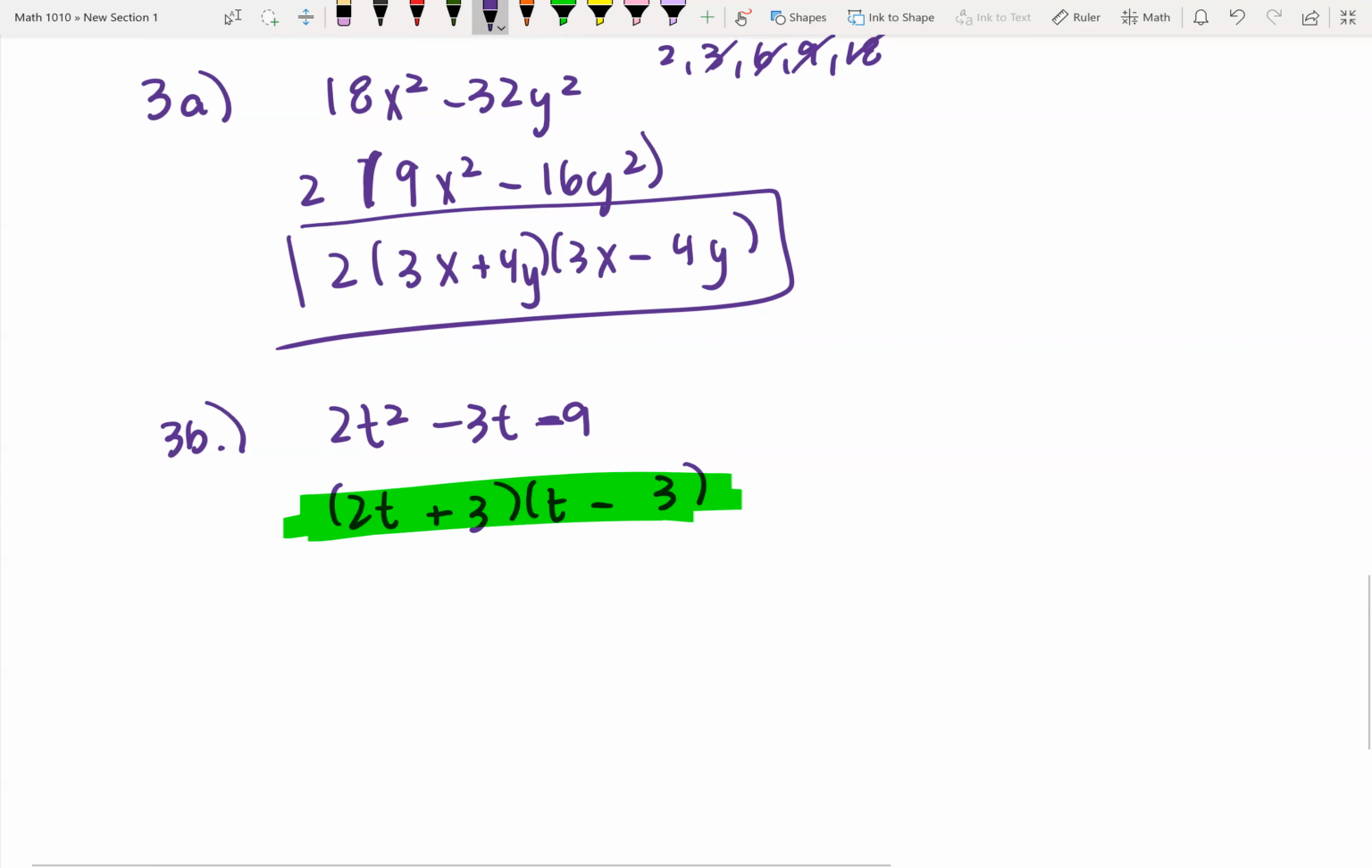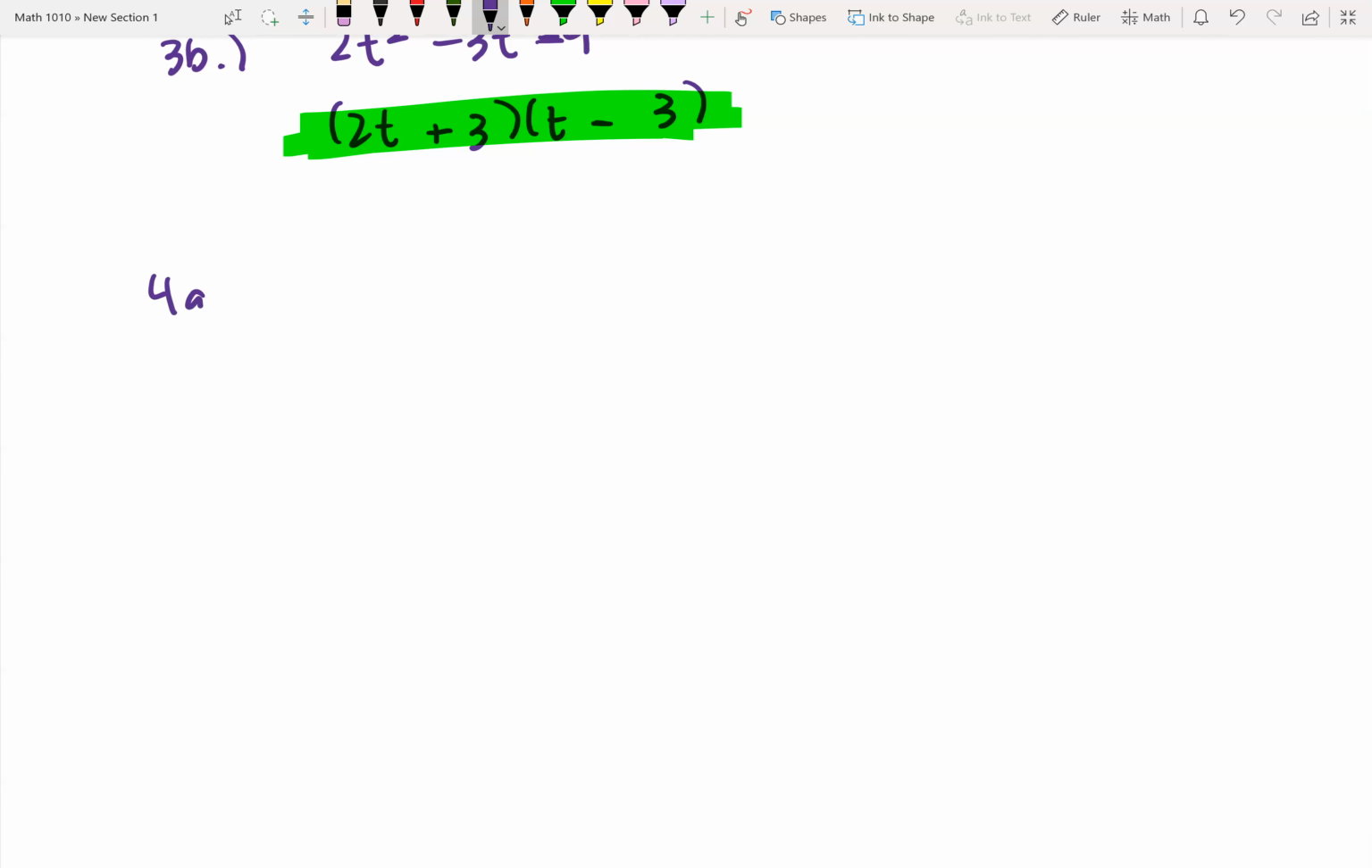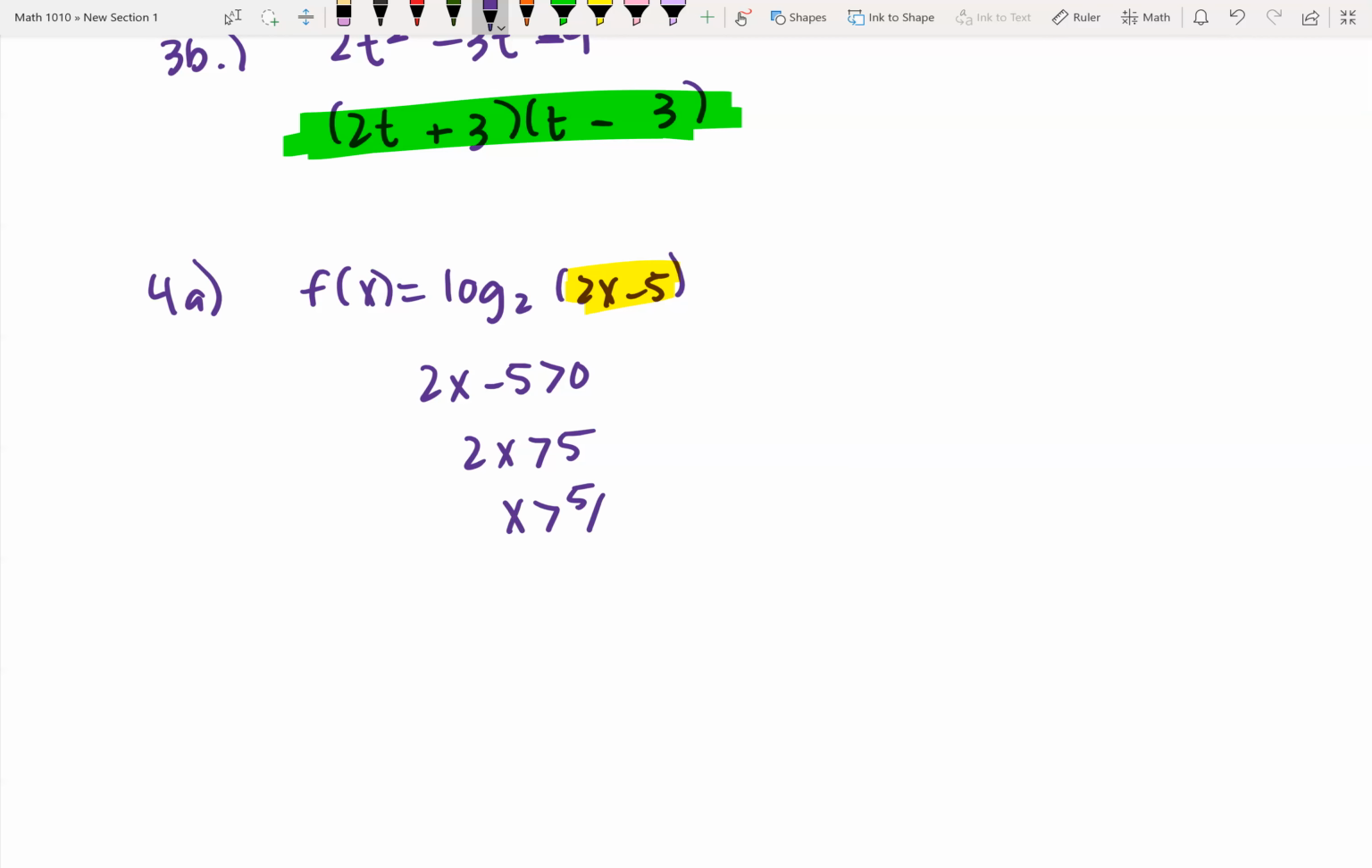Okay? All right, question 4a. Find the domain. So this is an easy problem. If you're confused, it's probably because you've just forgotten how to do it. So remember that you can't take the log of a negative, nor can you take the log of 0. So you're just going to say 2x minus 5 has to be greater than 0. 2x has to be greater than 5. X has to be greater than 5 halves. That's it.